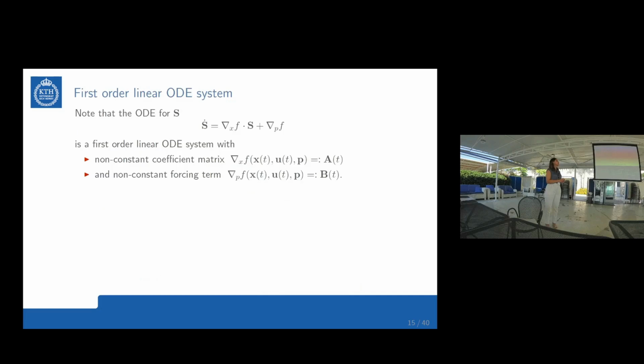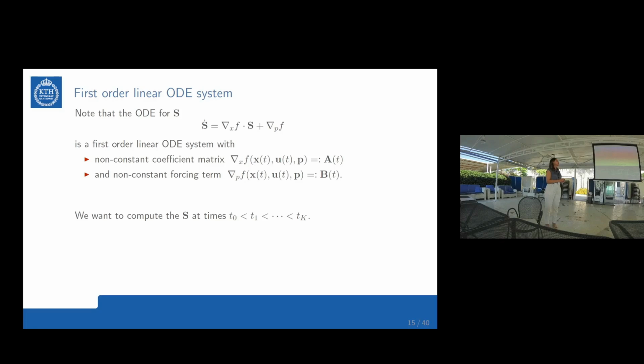And we start by considering again the same ODE for S, and we observe that this is a pretty simple ODE. It's just a first-order linear ODE system. But there is a small complication, that is that the matrix of coefficients, that is the gradient of the vector field f with respect to x, and the forcing term, the gradient in p, are non-constant. And I will, for simplicity, denote them by simply A and B. So we need to make some more effort to solve it.